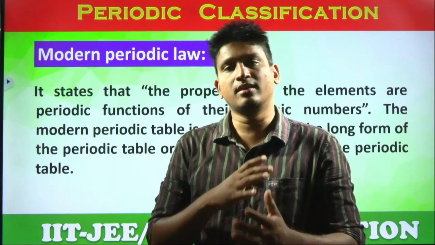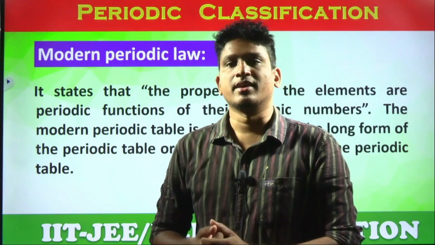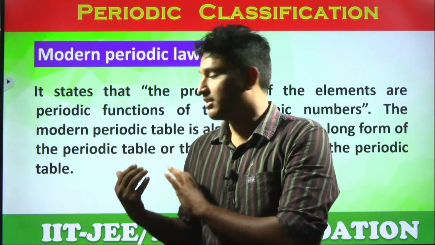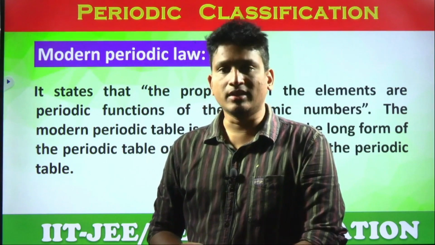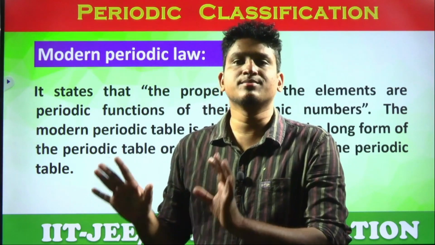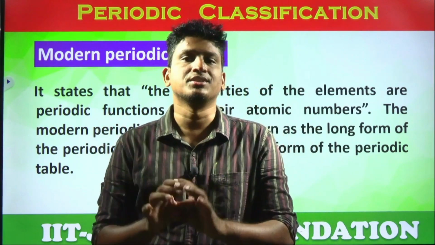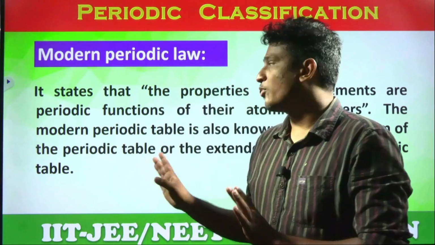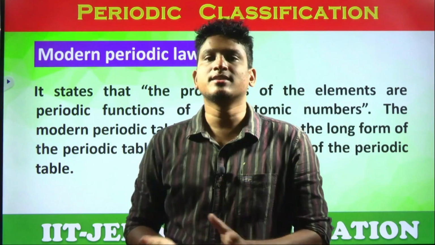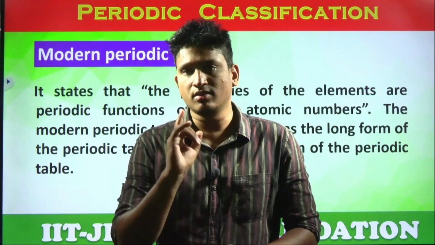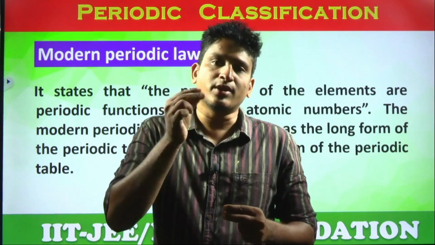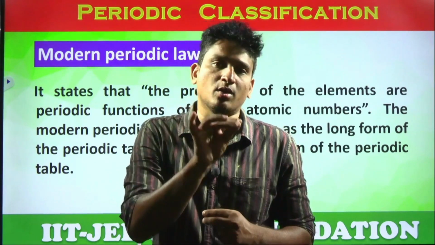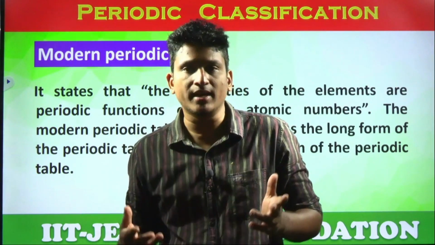Atomic numbers were calculated by experiment, and all the elements were classified in this periodic table, called the modern periodic table, by the scientist Henry Moseley. Like I said, the modern periodic law is the same as Mendeleev's law. What is the only change? In place of atomic weights, you have to write atomic numbers. Atomic weights are replaced by atomic numbers.